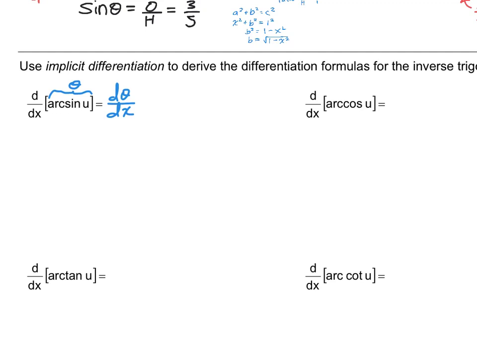Because again, arc sine, the result of an arc function is some measure of theta. So it makes sense, instead of calling it y, let's call it theta. You could call it y if you want, but let's not. All right? So I'm going to make a note here that theta is equal to the arc sine of u.